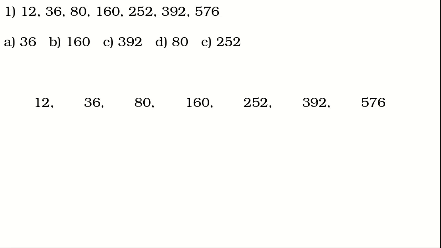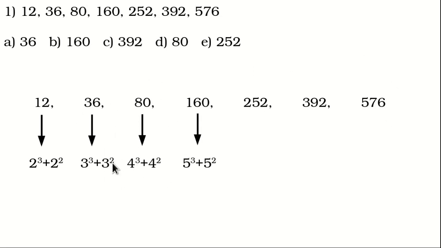12. Is there any perfect square or a cube close to 12? Let me write it as 2 cube plus 2 square. 36, which can be written as 3 cube plus 3 square. 80 can be written as 4 cube plus 4 square. Now the beauty here, once you observe 3 numbers in a same pattern, I want you to apply the same logic for the remaining numbers also. And here you have to find the wrong number.